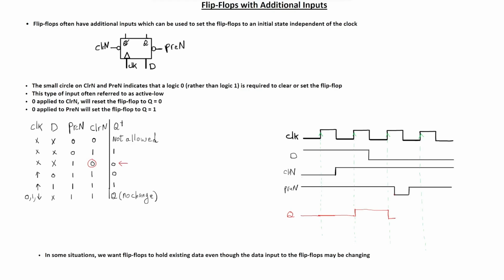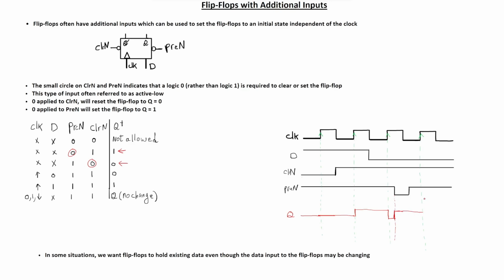So let's be careful here. Here we have a preset going to 0. When preset is going to 0, that means it's enabled. So if preset is 0, the next state will be 1. That means the Q will go to 1 here, until the next rising edge.